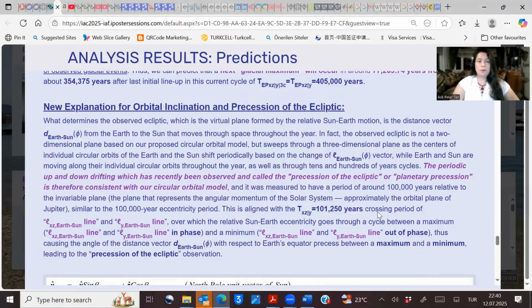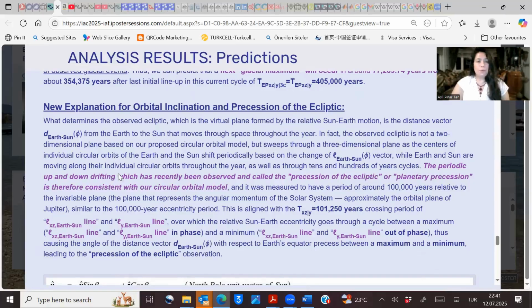So what is left to explain here is the precession of the ecliptic, and it is actually totally explained by our circular orbit model, because what determines the observed ecliptic, which is a virtual plane formed by the relative Sun-Earth motion, is the distance vector from the Earth to the Sun that moves through space throughout the year, according to our circular orbit model. And the observed ecliptic is not a two-dimensional plane, but it sweeps through a three-dimensional plane as the centers of individual circular orbits of the Earth and the Sun shift periodically based on the change of L vector, while the Earth and the Sun are moving along their individual circular orbits throughout the year, as well as through tens and hundreds of thousand-year cycles.